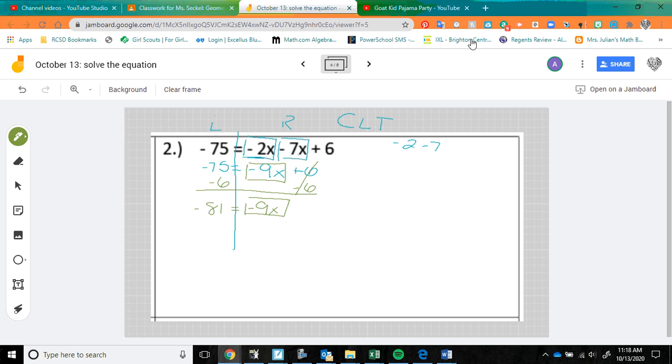Box up your x, and you'll notice the only thing left is the -9 inside the box, which means we divide both sides by -9. -81 divided by -9 is +9 equals x. And that is example number 2.